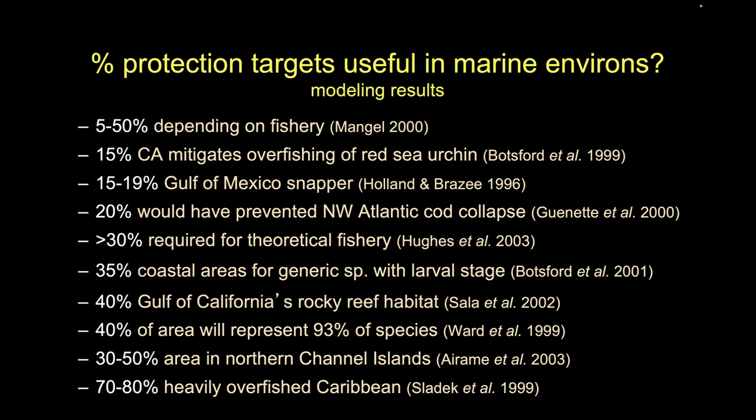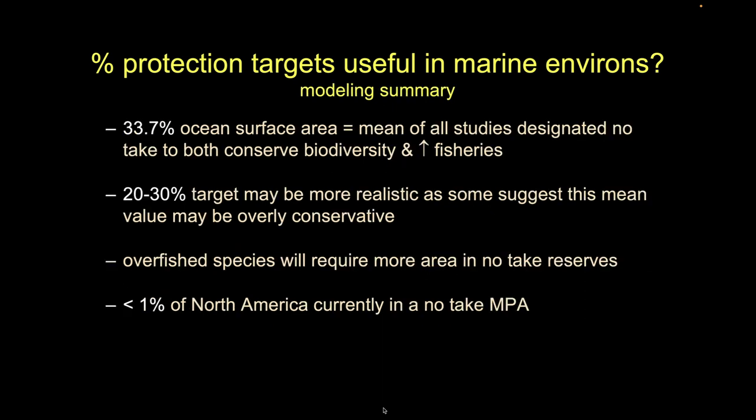So that's the main driver in these models as to how come it says 30%? How come it says 15%? If we look more closely, 15% is for overfished red urchin populations, mostly in Northern California. If we look at heavily overfished Caribbean reef fish species, it's going to be more like 70 to 80%. So it's going to depend on the state of the resource that we're coming to at this point in time.